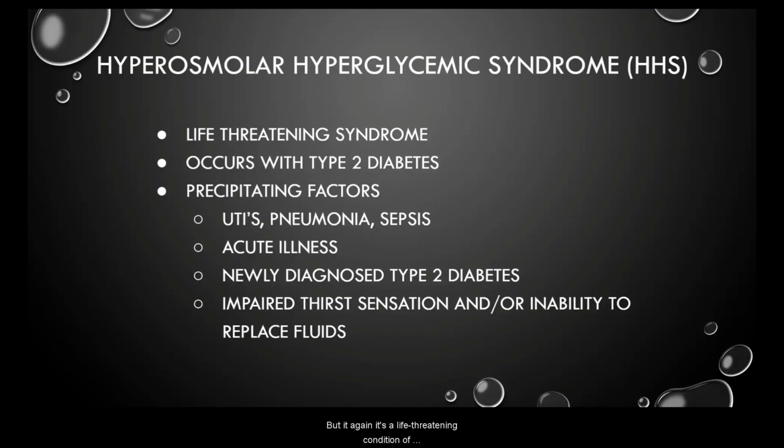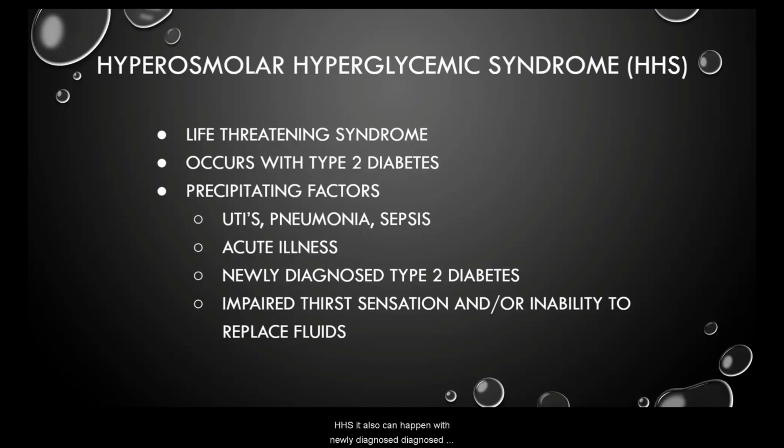But it's a life-threatening condition. These patients need large amounts of fluid and insulin therapy. Precipitating factors typically will be some sort of an infection in a type 2 diabetic. So they get UTIs, they get a sepsis infection or a pneumonia, some sort of acute illness that triggers an increased resistance to insulin or some sort of increased physiologic demand, and they end up in HHS.